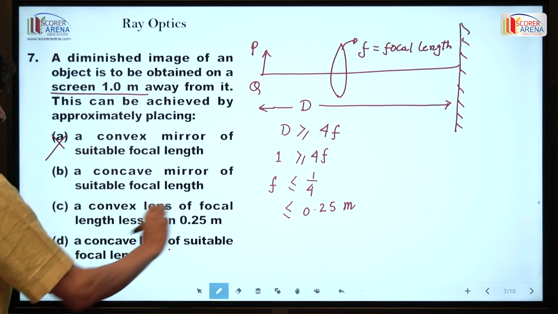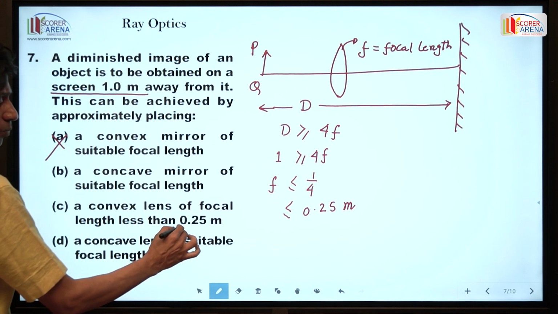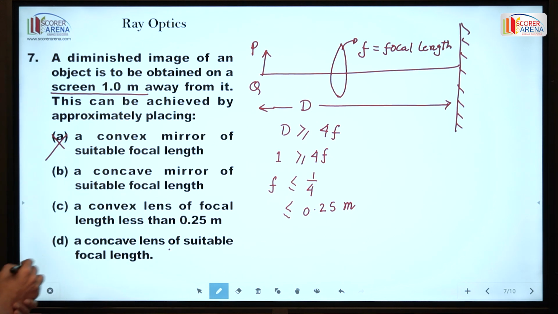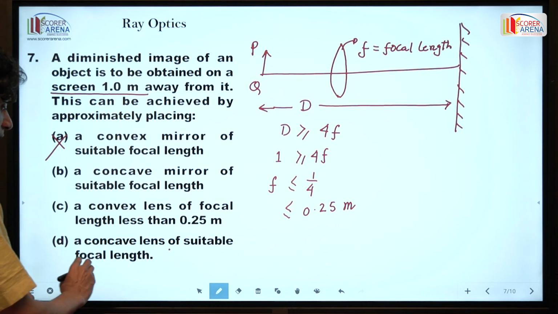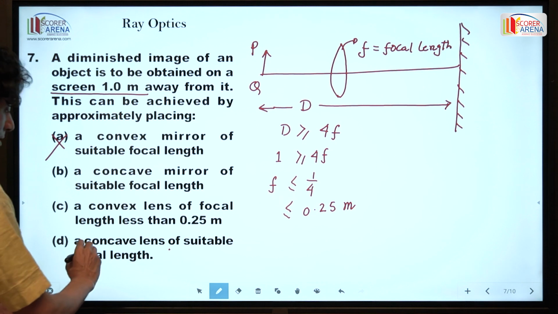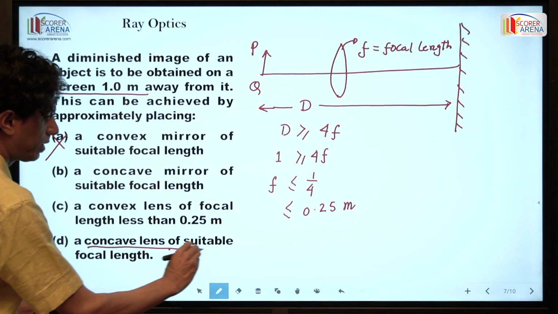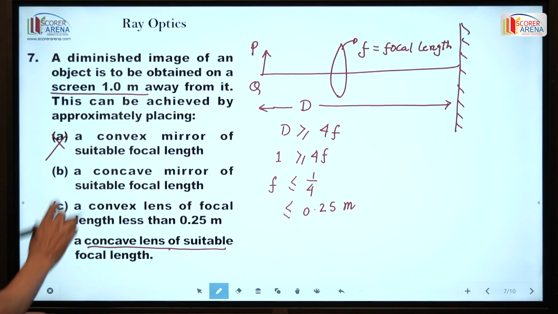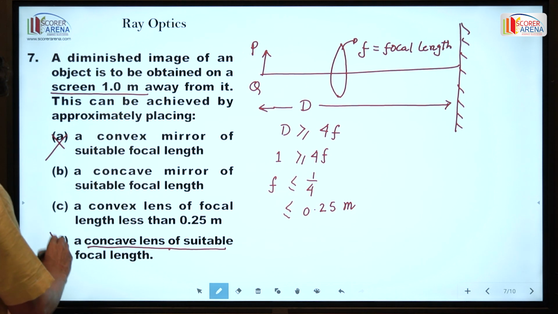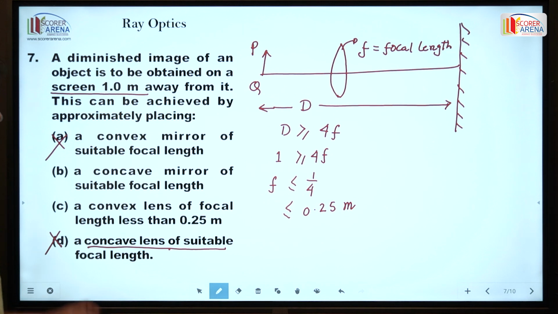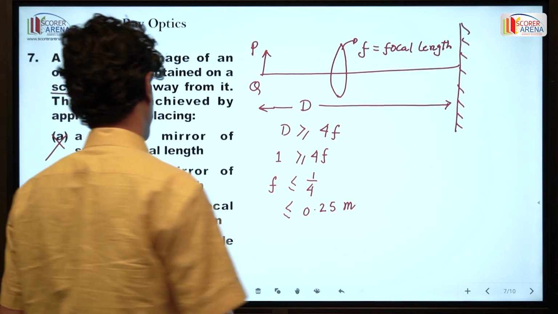C, convex lens of focal length less than 0.2 meter, and similarly a convex lens of suitable focal length. Concave lens cannot form the real image of a real object. So A and D are not the right option here. Either we have to put B or C, because concave mirror can form real image, and convex lens is also converging in nature.